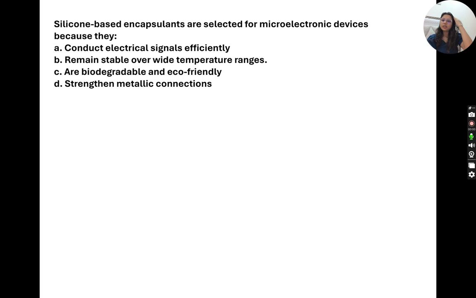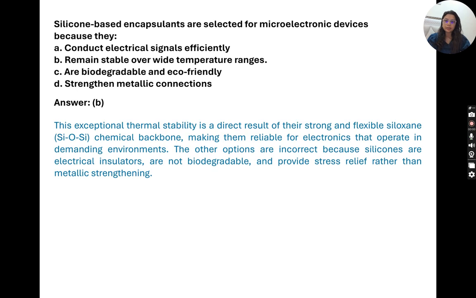Okay, so the answer to this question is B, remains stable over wide temperature ranges. And yes, the answer is B. The exceptional thermal stability is a direct result of their strong and flexible siloxane chemical backbone. Because of this Si-O-Si chemical backbone, they are reliable for electronics that operate in demanding environments.